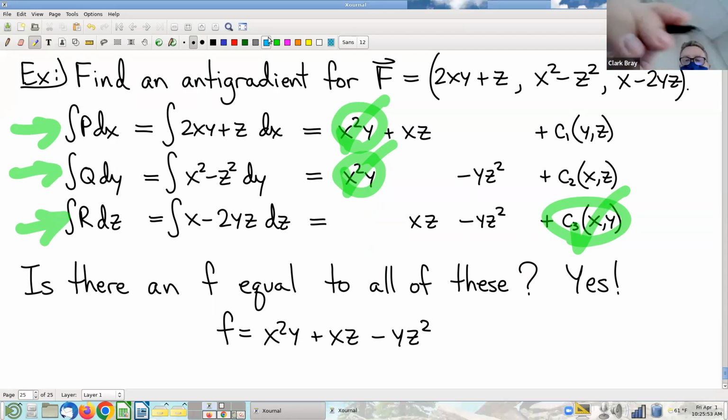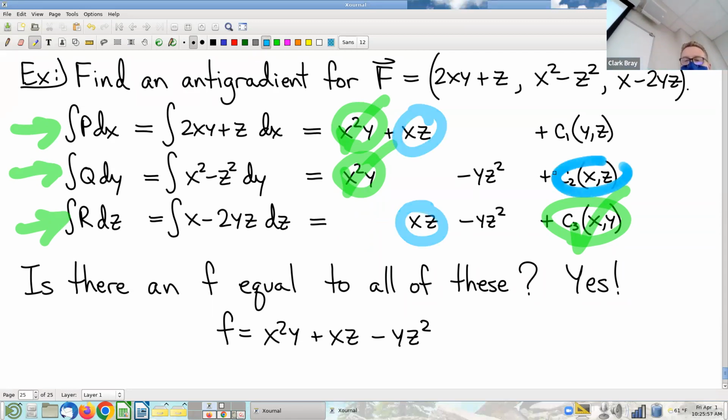Then likewise, I see this, and you know what? This could be xz, because again, the only rule is it's just not allowed to have any y's in it. So cool. And then lastly, I have minus yz squared. And yeah, this is perfectly allowed to be minus yz squared.